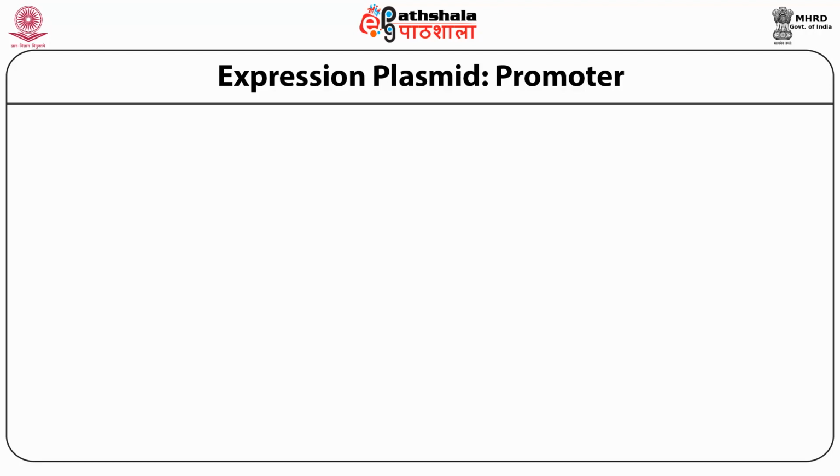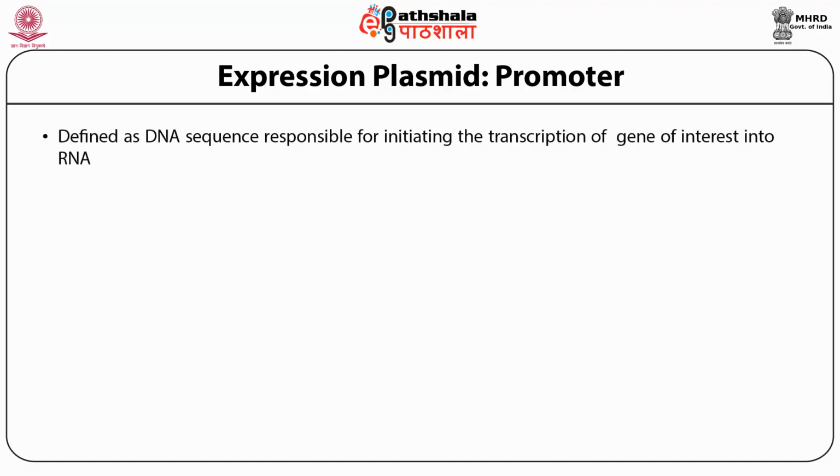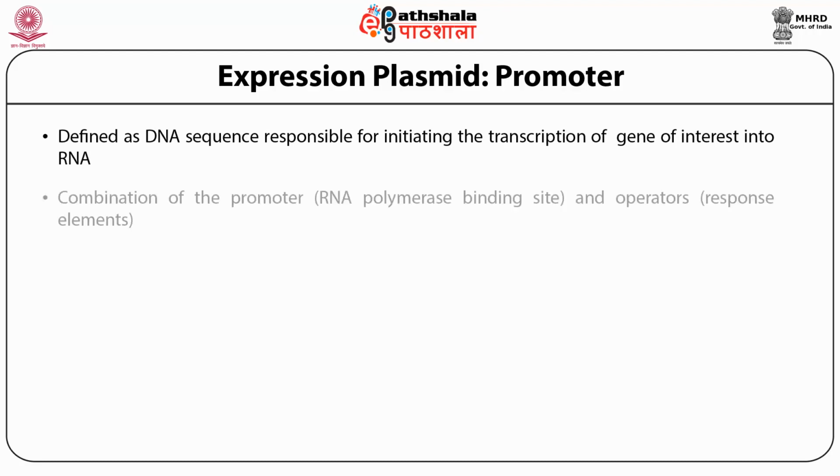On the other hand, expression plasmids are dedicated to expressing the protein, therefore they contain a promoter. And a promoter is defined as a DNA sequence that is responsible for initiation of transcription for our gene of interest. A promoter sequence often contains a combination of DNA sequences that allow recruitment of RNA polymerase as well as an operator sequence.